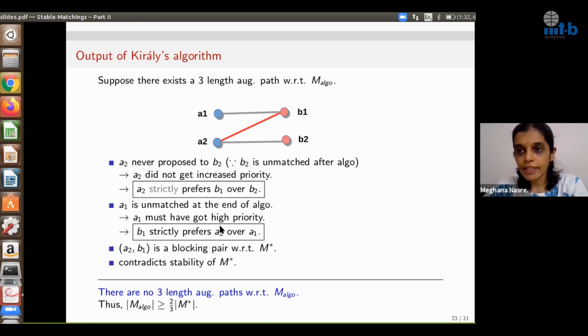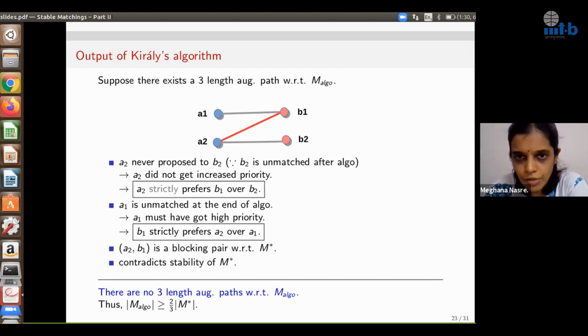Okay, so what we have established by this is that the output of our algorithm does not have a 1-length augmenting path, neither does it have a 3-length augmenting path. Therefore, its size is at least 2 over 3, which is the same thing as k over k plus 1, which we established, of the size of the maximum cardinality stable matching in the instance, and therefore we have an approximation to the maximum cardinality weakly stable matching. I interchangeably use the word weakly stable, but in this context it is just stable.